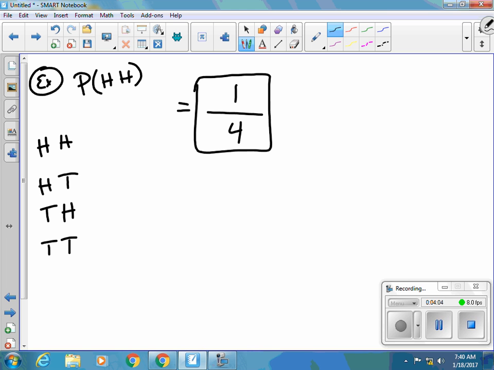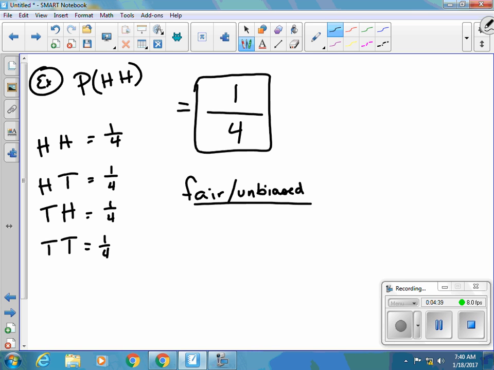We also have the term fair or unbiased. So technically, when I'm looking at the probability of heads-heads, or heads-tails, or tails-heads, or tails-tails, those all have a probability of 1/4. So this is what we call fair or unbiased. This is when each outcome has a probability of 1/n.